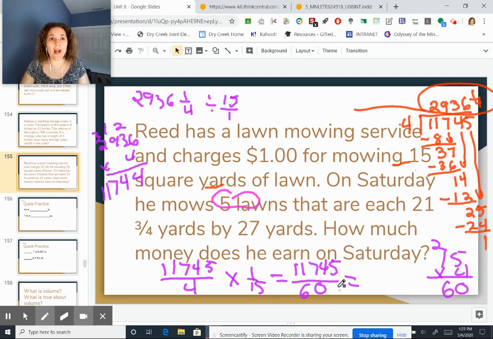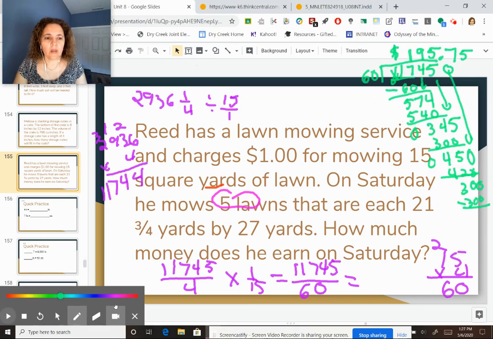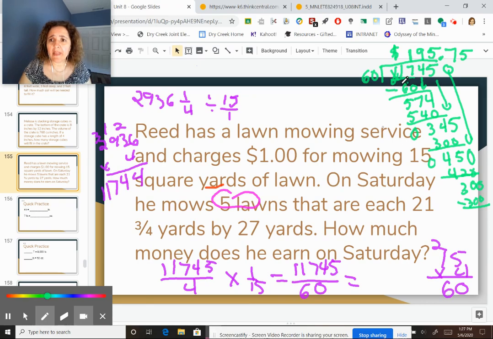So now we have to, yep, guess what? We've got to do that. We're almost there. Hang in there. Okay. So go ahead and do 11,745 divided by 60 and come back to me and see what you get. I'm going to erase some of my work here. All right. So I wrote my problem over here, 11,745 divided by 60.